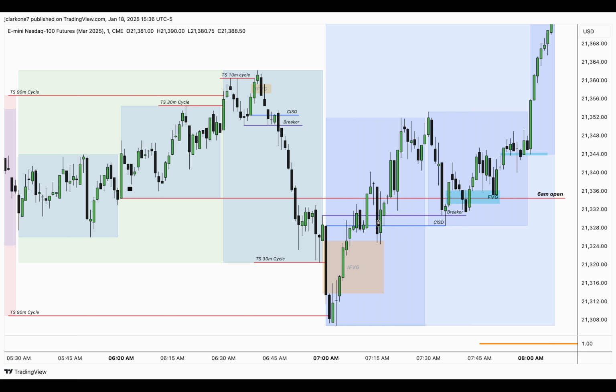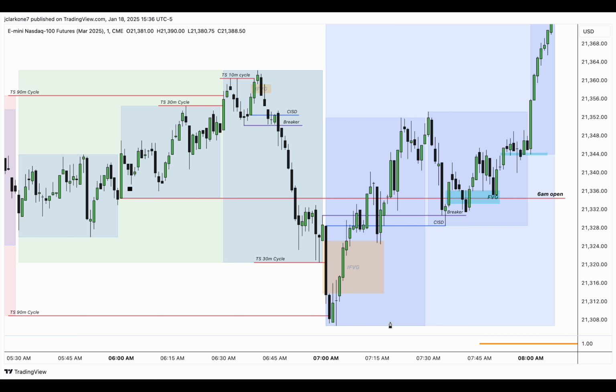So this is a valid trade for me. So we swept the 30 low, even swept the 90 low. We're below 7 a.m. open, we're below 6 a.m. open, and we form the order of reversal, okay? Any questions on this one?